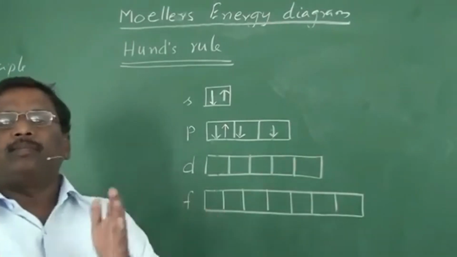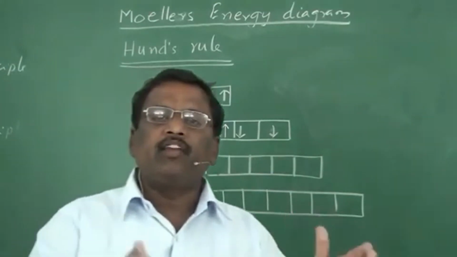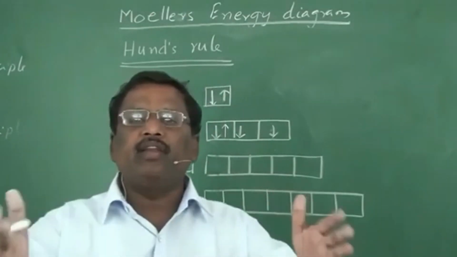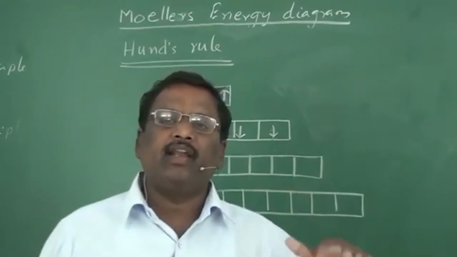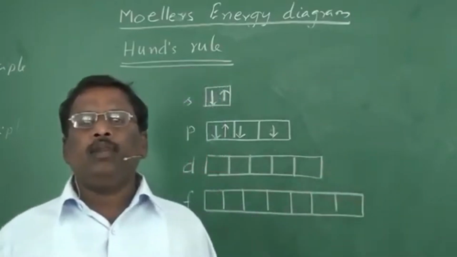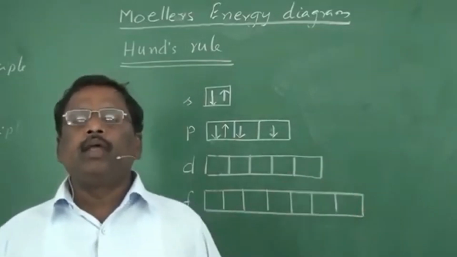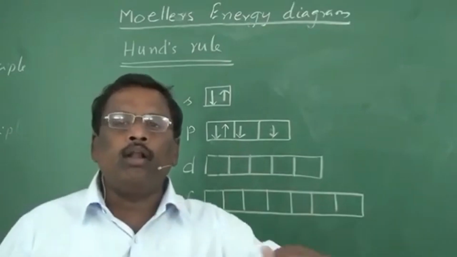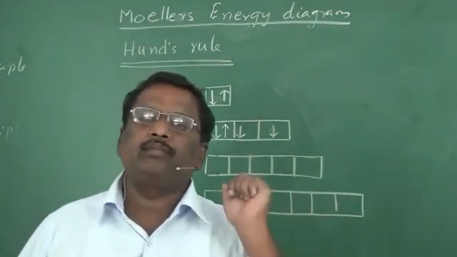3p orbitals in a p sub-energy level, 5d orbitals in a given d energy level, and 7f orbitals in a given f sub-energy level will have the same energy. That's why they are called degenerated orbitals. When electrons enter into these degenerated orbitals, the pairing of electrons is possible only when all degenerated orbitals are filled with 1 electron each.